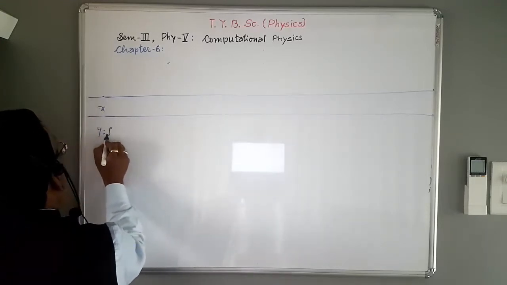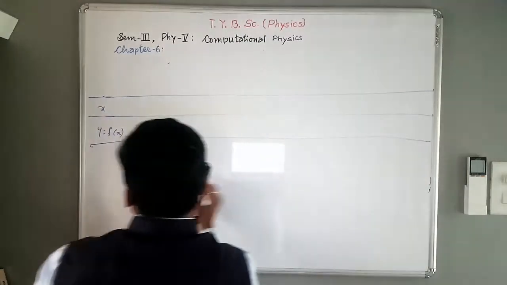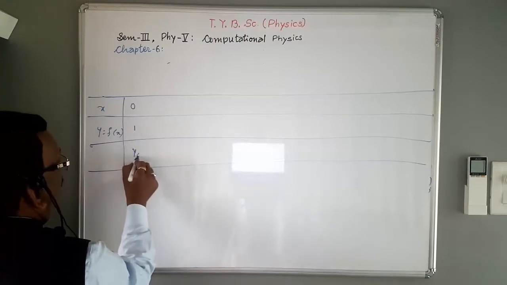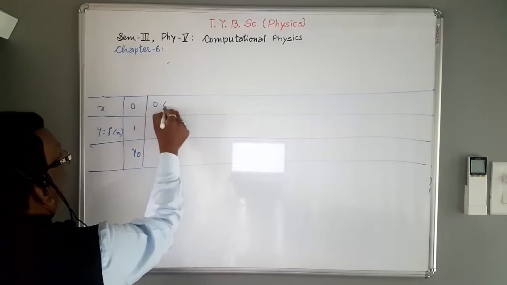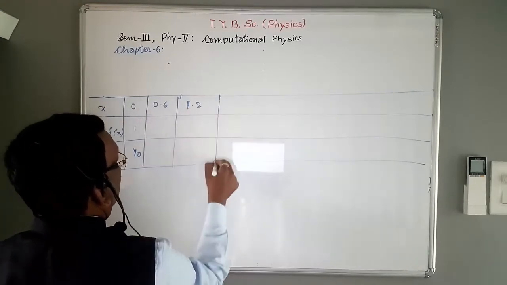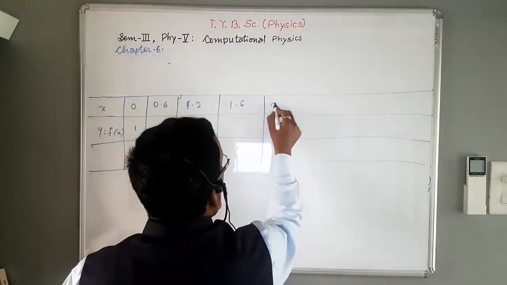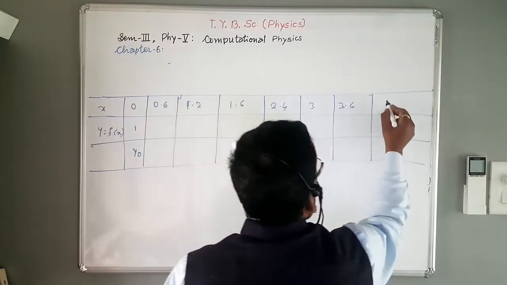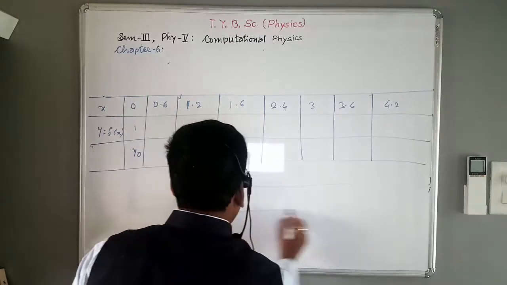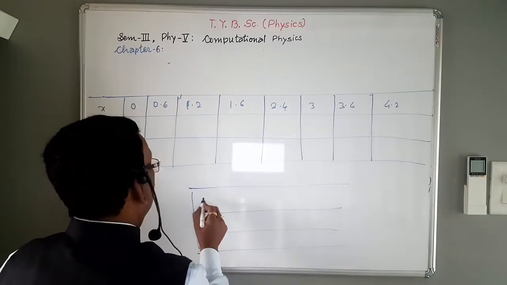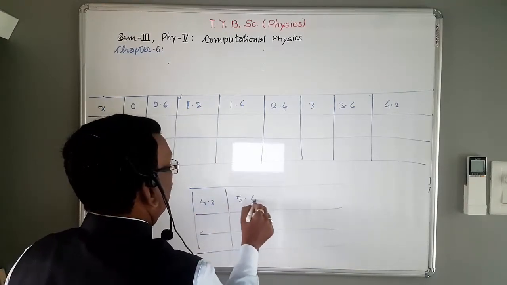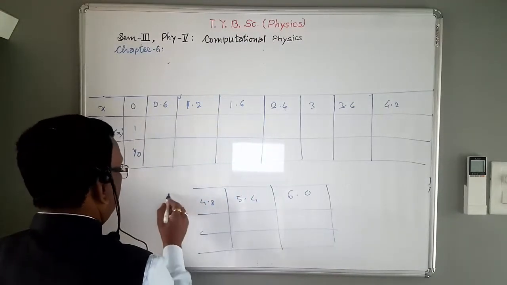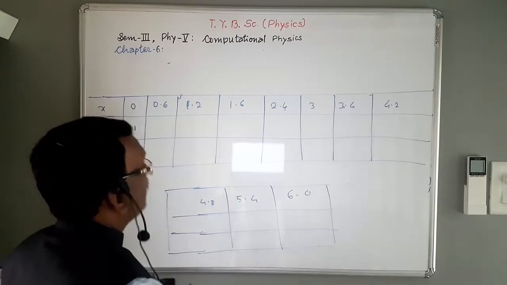x, then y is equal to f of x. For 0, 1, this is y0, then 0.6, then 1.2, 1.8, 2.4, 3, 3.6, 4.2, then 4.8, 5.4 and 6.0. This is the table for 10 subintervals.